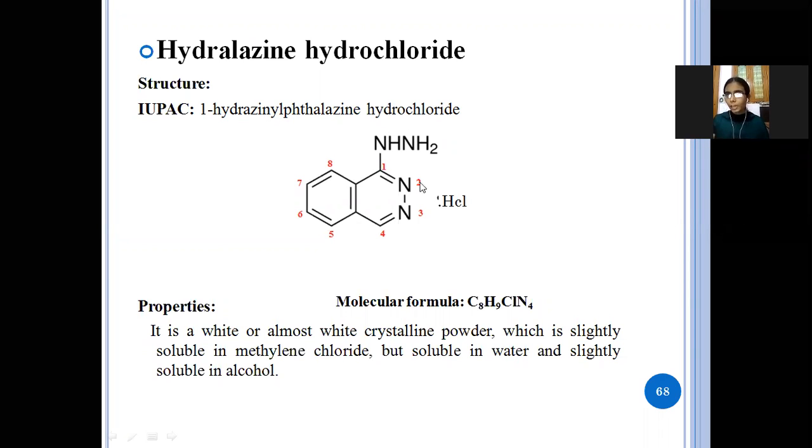See here, in the first position the hydrazine structure is there, and this is the hydrochloride, and this is the phthalazine structure. Eight members are there. In the first position the hydrazine is attached, and here this is the hydrochloric acid. And properties are, it is a white or almost white crystalline powder, and it is slightly soluble in methylene chloride, soluble in water and slightly soluble in alcohol.